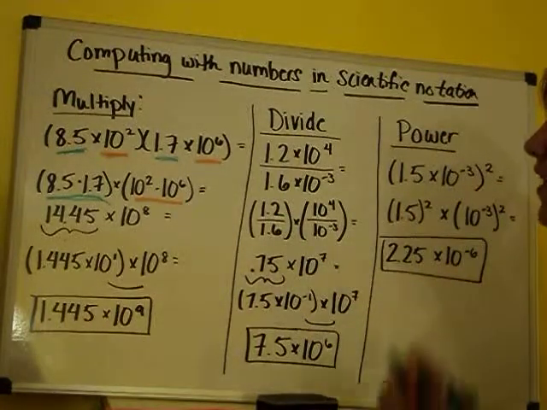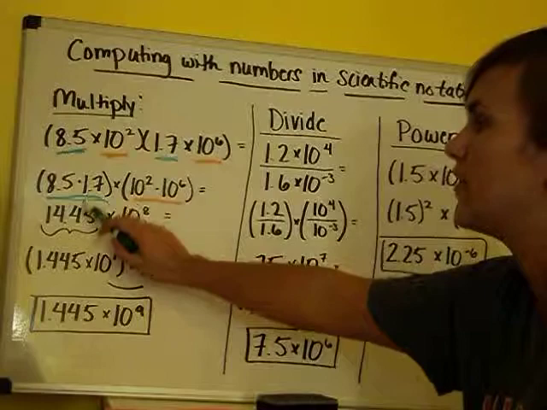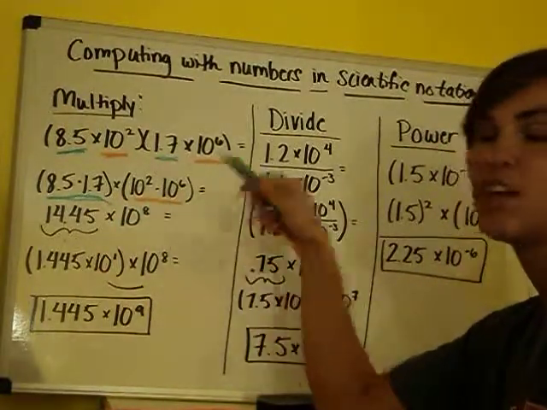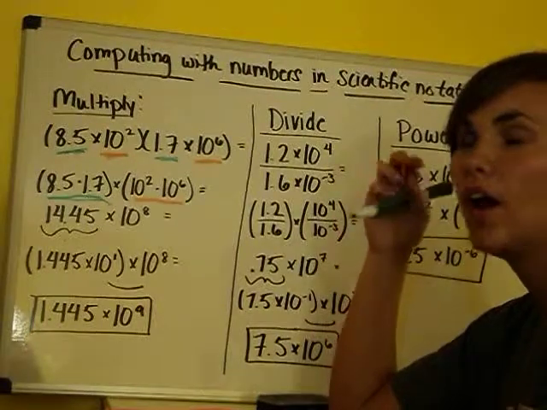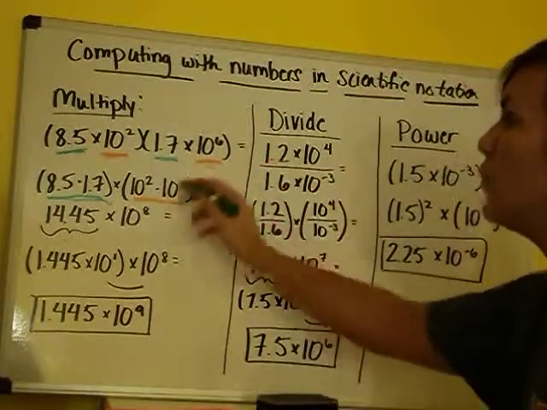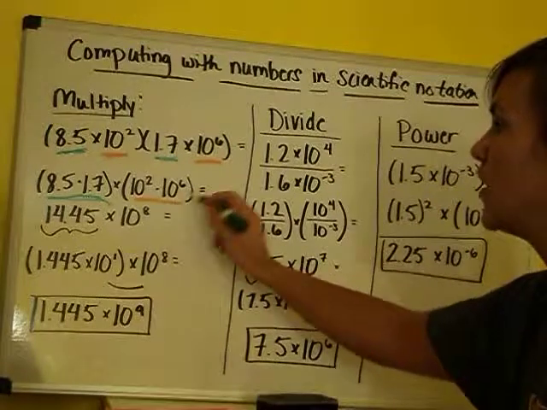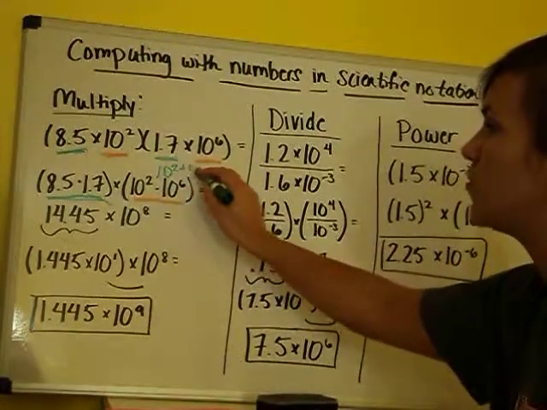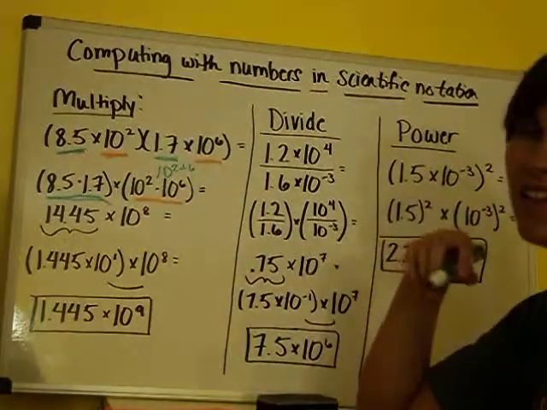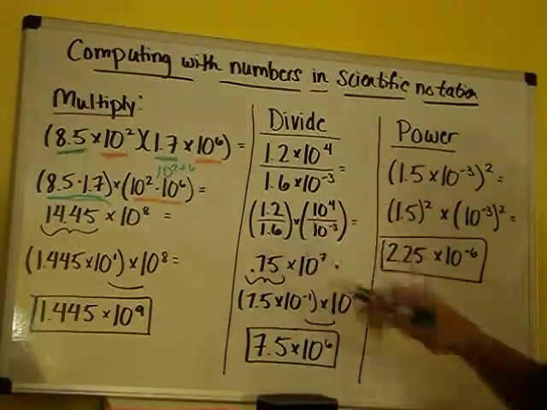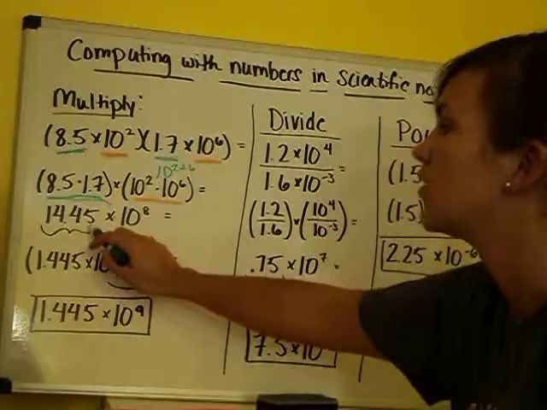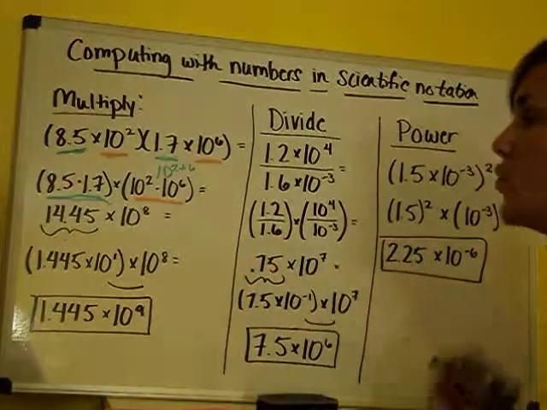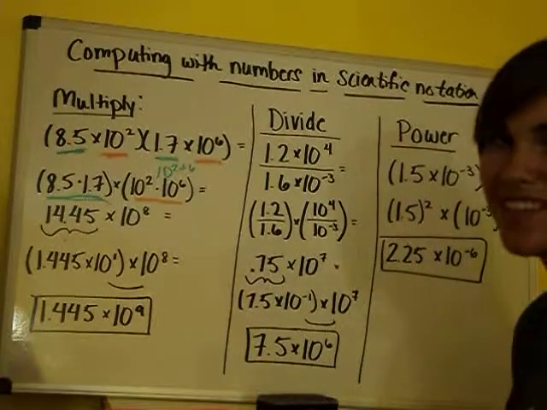Okay, so we multiply like things. Alright? 8.5 times 1.7 is 14.45. 10 squared times 10 to the 6th. We're going to use our product property here. When we multiply things with the same base, we keep the base and add the exponents. 2 plus 6, which gives us 10 to the 8th. Okay? Now, we're not done here because we are breaking a rule. Right here, our c has to be equal to 1 or in between 1 and 10. And we are bigger than 10.